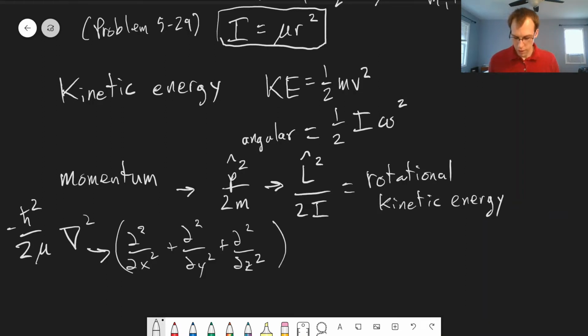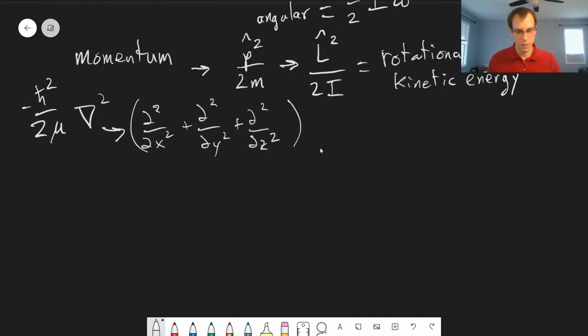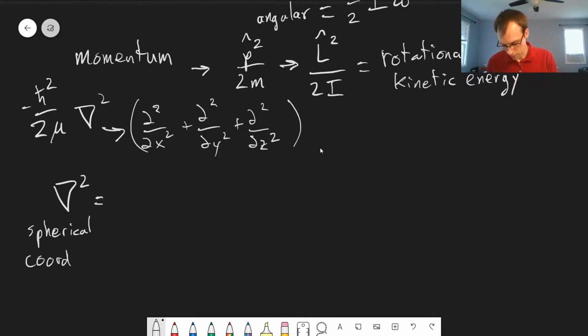But in spherical coordinates, which are the natural coordinates for this system, we need to use a different definition of our second derivative. So our three-dimensional second derivative, I'll write this out for you. The del squared operator for spherical coordinates is a little bit more complicated. It is 1 over r squared, first derivative with respect to r. I don't have this memorized, I'm looking over at my notes.